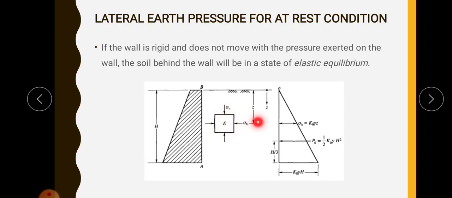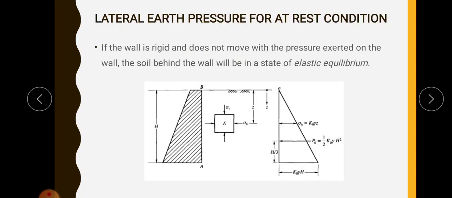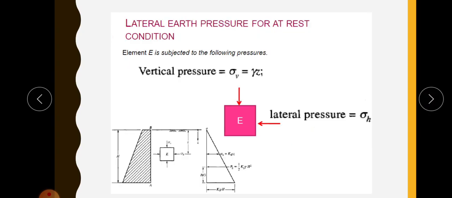In the last slide we discussed the pressure coefficient. The ratio of horizontal to vertical stress is the earth pressure coefficient, K. What is K? Sigma H, the horizontal, divided by sigma V, the vertical. Each soil element will be under a horizontal stress and a vertical stress, and its ratio is indicated by the coefficient of earth pressure. I will explain later.